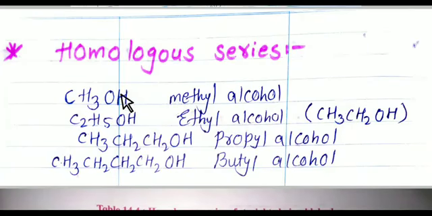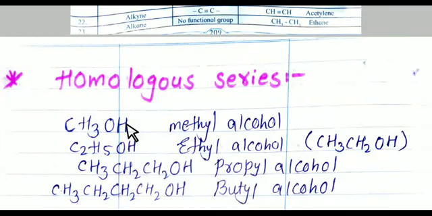Alcohol has the functional group OH. See here, each example contains OH, means these are all members of the series belonging to the functional group OH, the hydroxyl group, and an R group is attached with the OH group. That's why this series belongs to the alcohol family. These are all alcohols, and the first is CH3OH. The second one is CH3CH2OH, the third one is CH3CH2CH2OH, and the fourth one is CH3CH2CH2CH2OH.